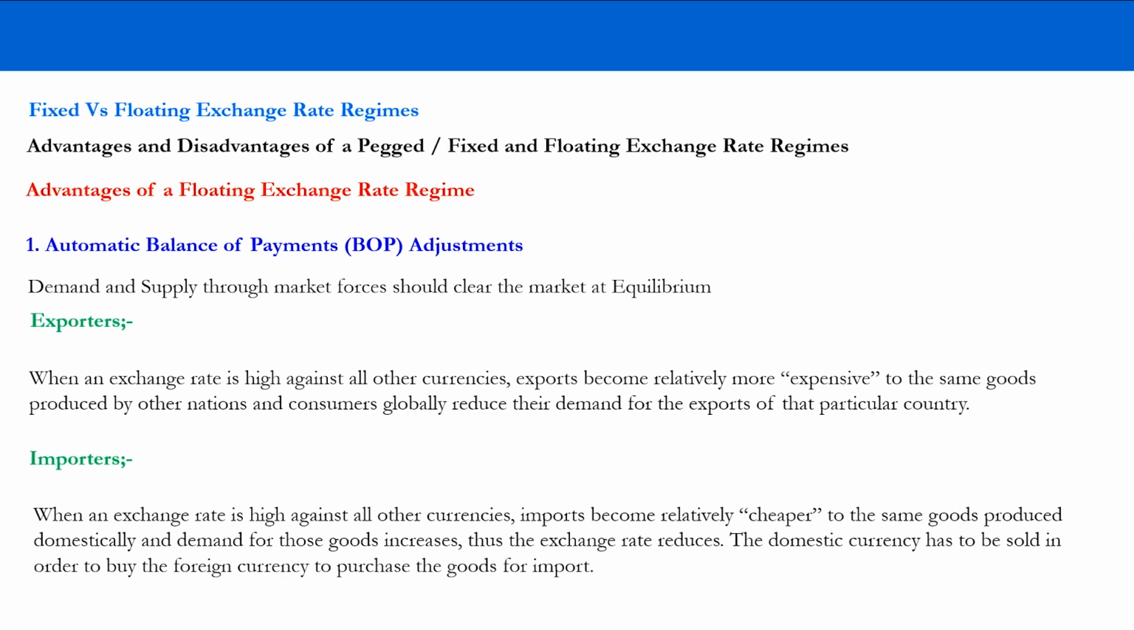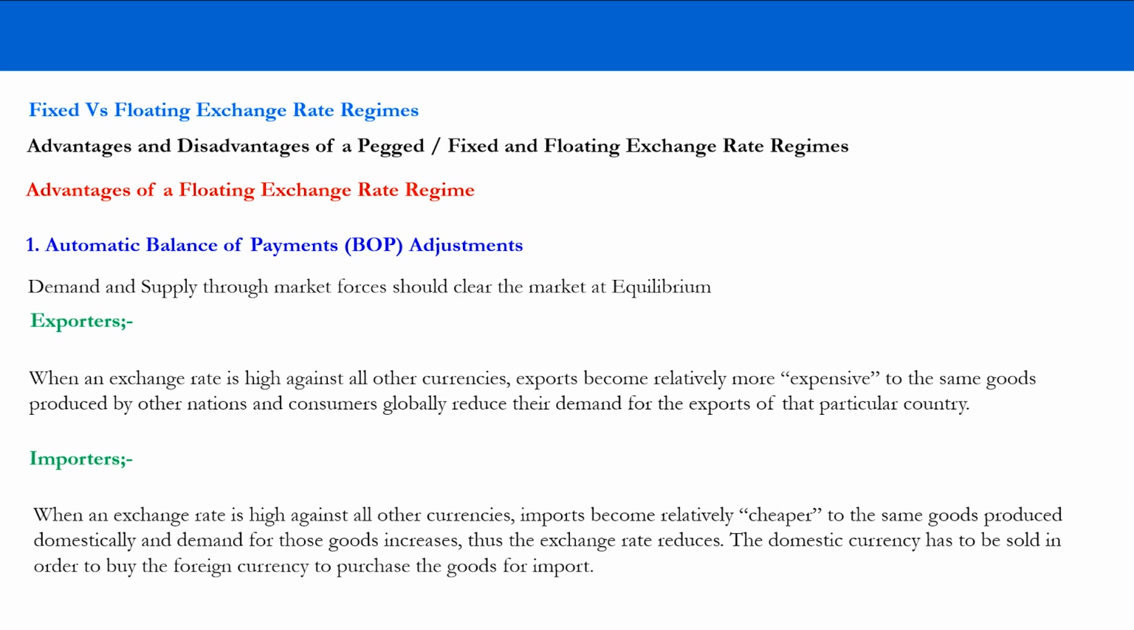So first of all, the main advantage of a floating exchange rate, in theory, is supposed to be an automatic balance of payments adjustment. So demand and supply through market forces, in theory, should always clear at a market equilibrium price. And through exports and imports, equilibrium is supposed to be achieved.